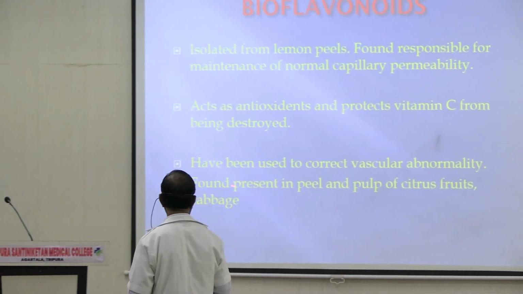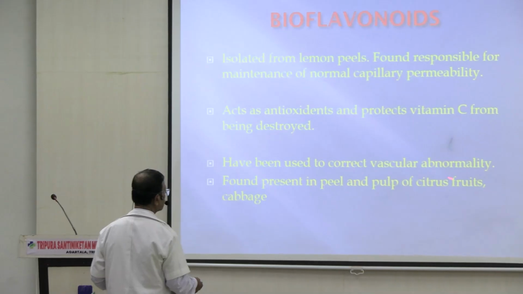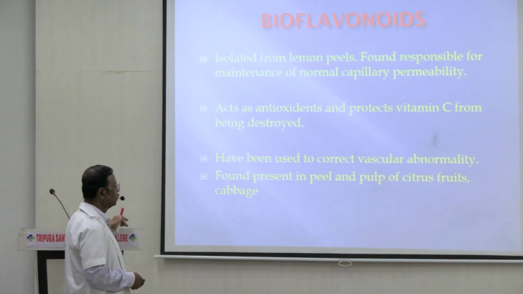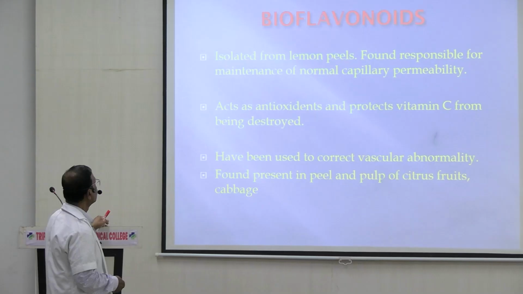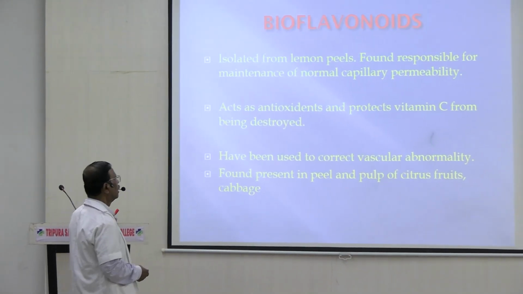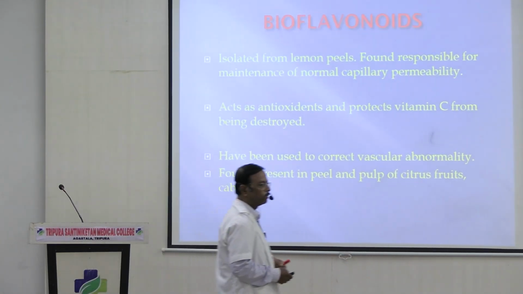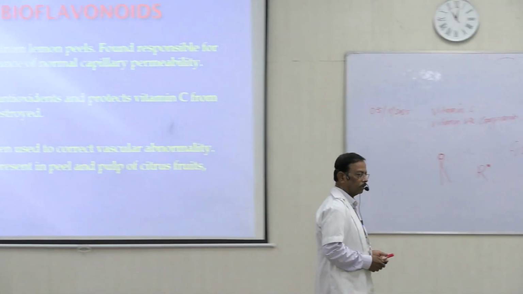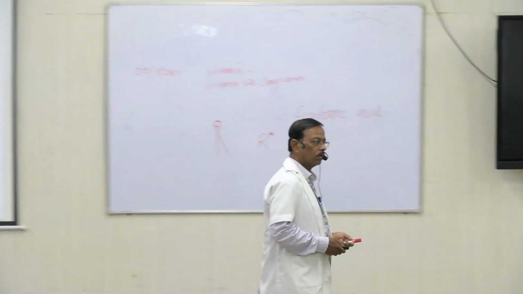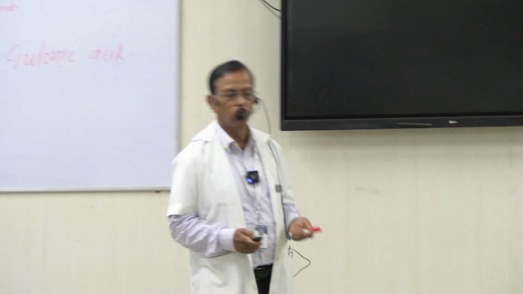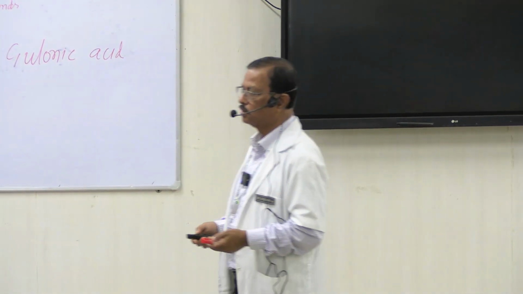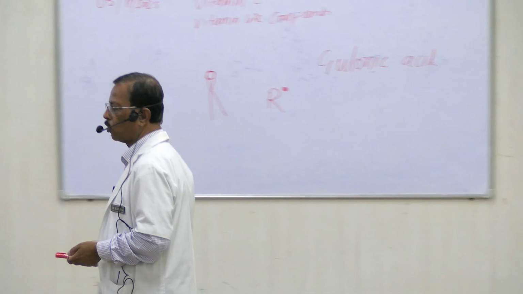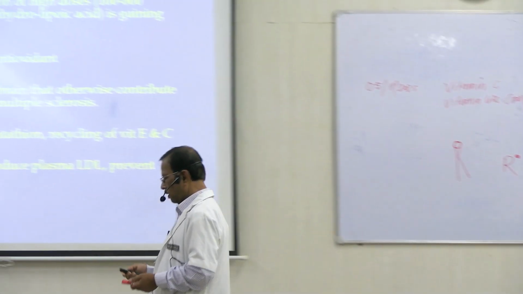Sources: peel and pulp of citrus fruit, cabbage, and vegetables also. So these are some of the vitamin-like compounds, and they are required for different body reactions, preventing diseases, and protecting the antioxidants.